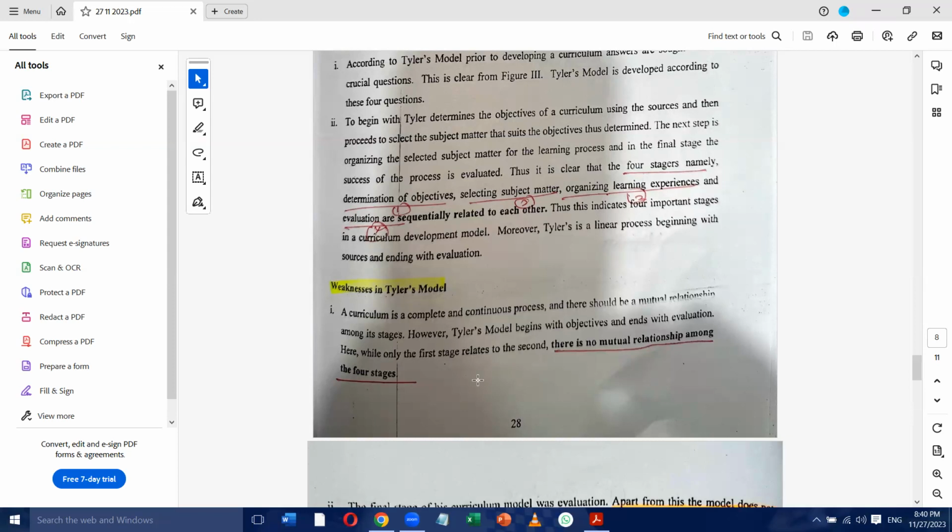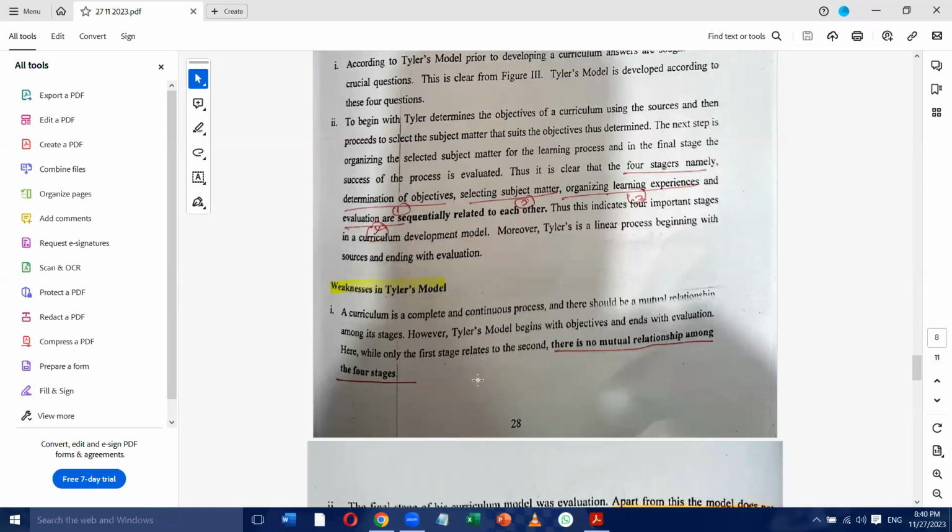Even though they are sequentially related to each other, there is no mutual relationship among the four stages. The last stage, evaluation, ends with that. So it is blindfolded there. So after evaluation, what to do?